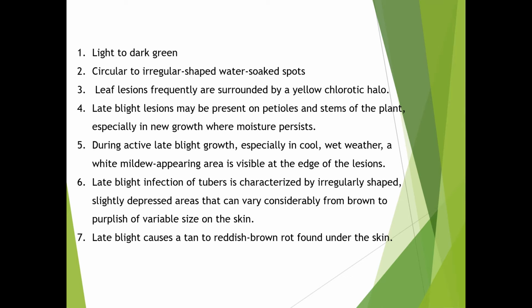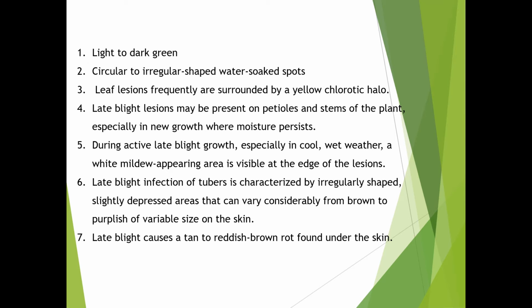During active late blight growth, especially in cool, wet weather, a white mildew-appearing area is visible at the edge of the lesions. Six, late blight infection of tubers is characterized by irregularly shaped, slightly depressed areas that can vary considerably from brown to purplish, of variable size, on the skin. Late blight causes a tan to reddish brown rot found under the skin.